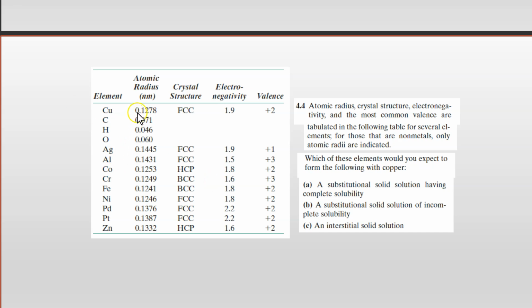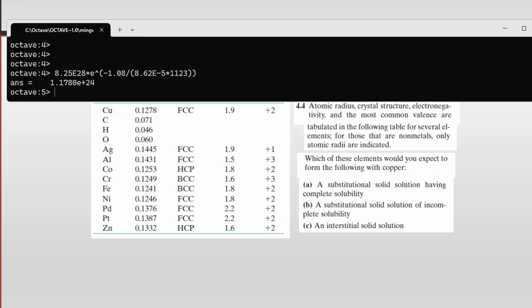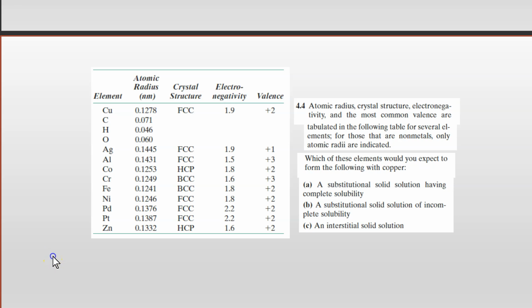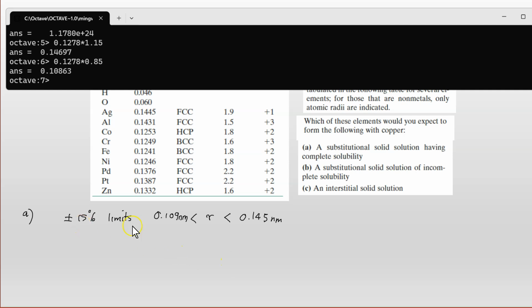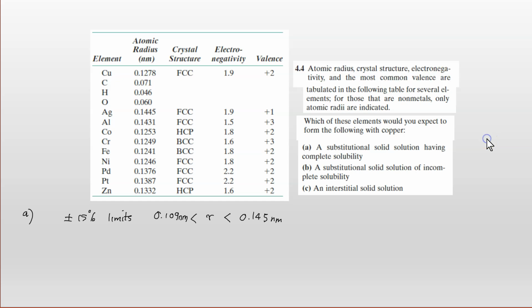So the atomic radius of copper is 0.1278. So I'm going to calculate plus or minus 15% of that. So calculate plus or minus 15, and we get radii within 0.109 and 0.145 nanometers, plus or minus 15% of the radius of the copper atom. So let's have a look which ones meet that criteria, which is the first of the Hume-Rothery rules.